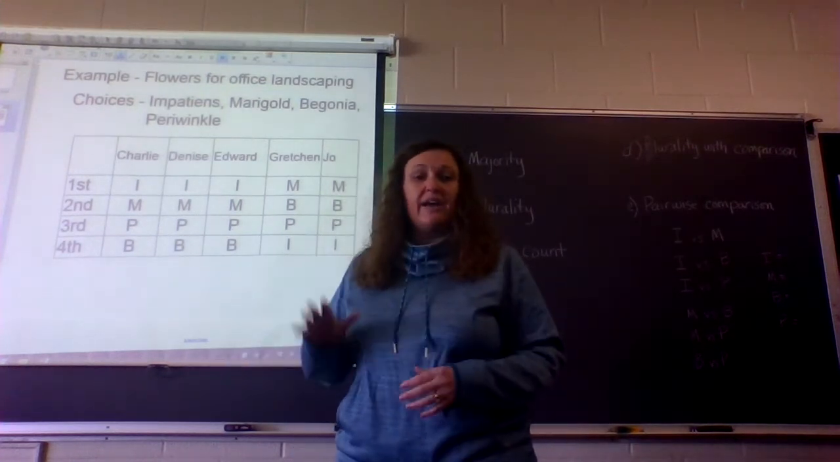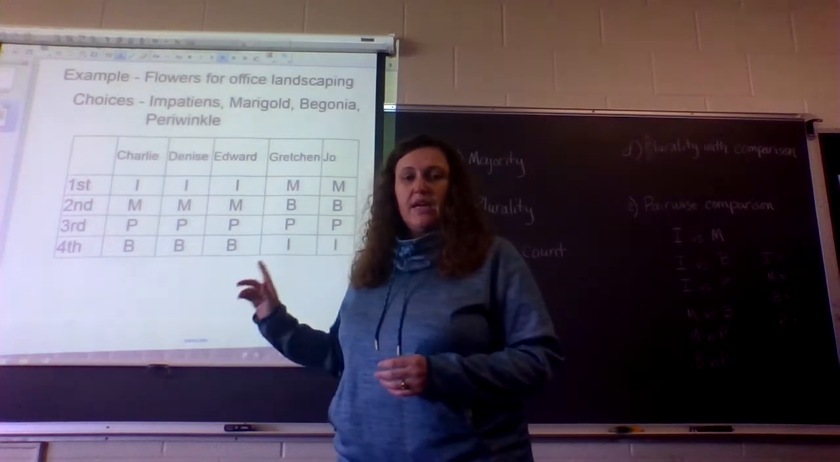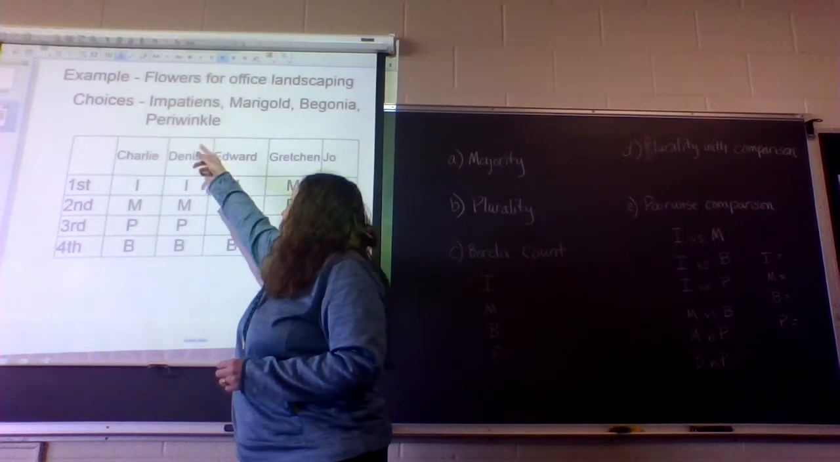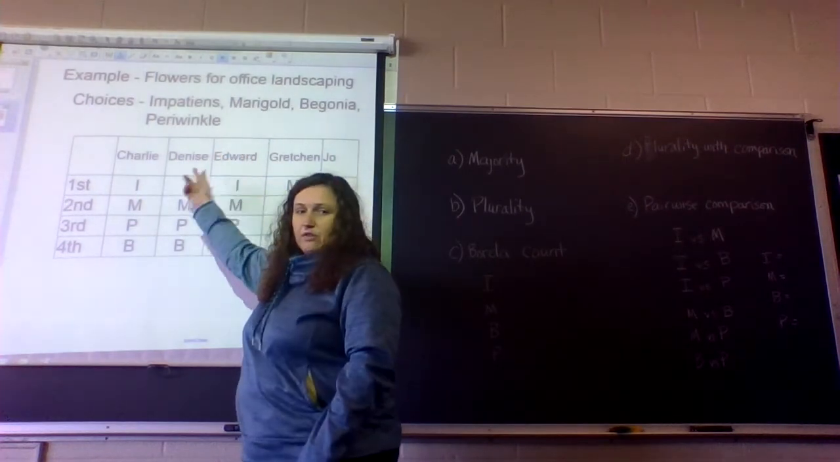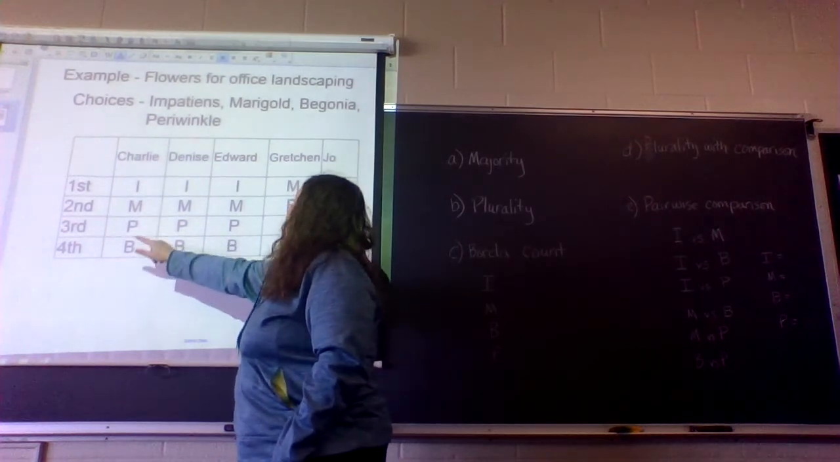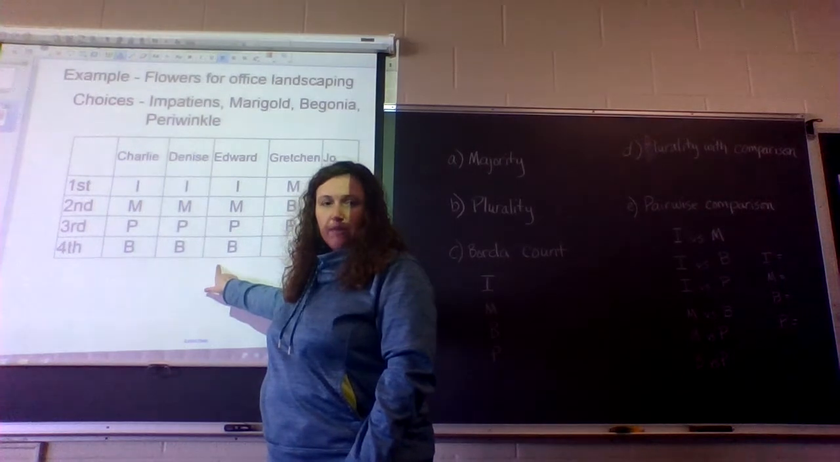I've basically had 5 people vote. It's a very small office. There's 5 people who have voted. Okay. The first 3 people all voted the same. So I just used the first letter. Hopefully that's understandable. So impatiens, marigold, then periwinkle, then begonias. Okay. So the first 3 people, they all voted the same way.